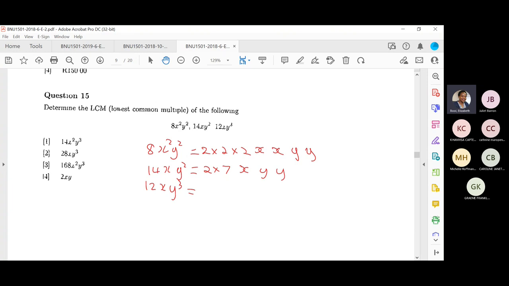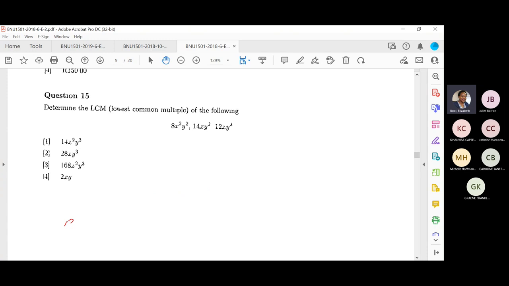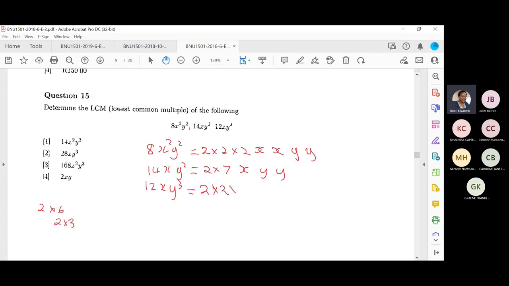Multiples of 12. So 12 can be 2 times 6, and 6 has its own multiples, which are 2 times 3. So this will be 2 times 2 times 3, which will give us the multiple of 12. So always start with the highest one and then see if you can find the multiples of the lowest one. And then x times y times y times y. So let's go find our LCM.